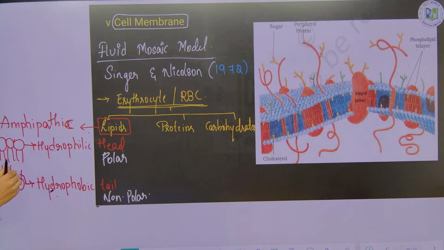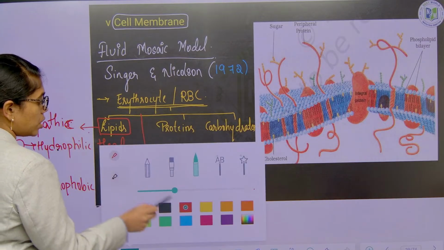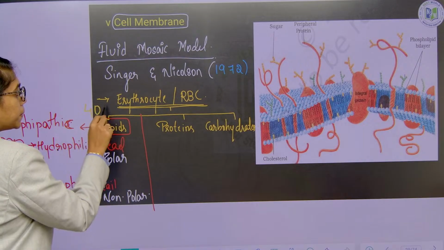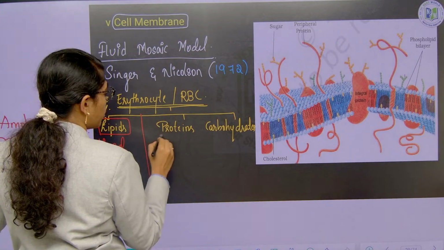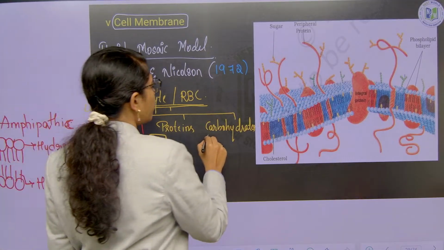Can you see the model clearly? The hydrophobic nonpolar tails are protected from the aqueous environment by hydrophilic polar heads. Got the point? Hydrophobic nonpolar tails are protected from the outer aqueous environment by what? Hydrophilic polar heads. Got it, everybody? This is about lipids, and how much percent can we see? 40% of lipids and 52% of proteins, 5 to 8% of carbohydrates.